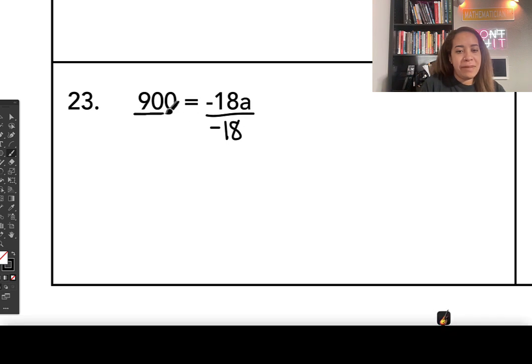So if you remember, we keep saying we do the opposite operation to both sides, not the opposite sign. Keep the sign the same, but change the operation. So we are dividing both sides by negative 18. We will still have a by itself on the right side of the equation, and then on the left side, 900 divided by 18 gives us 50. And since we're dividing and they have different signs, we do get a negative 50.